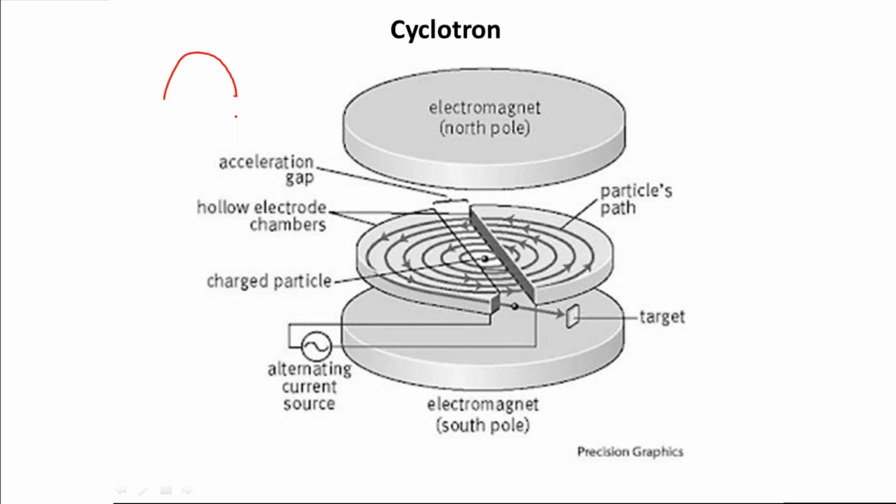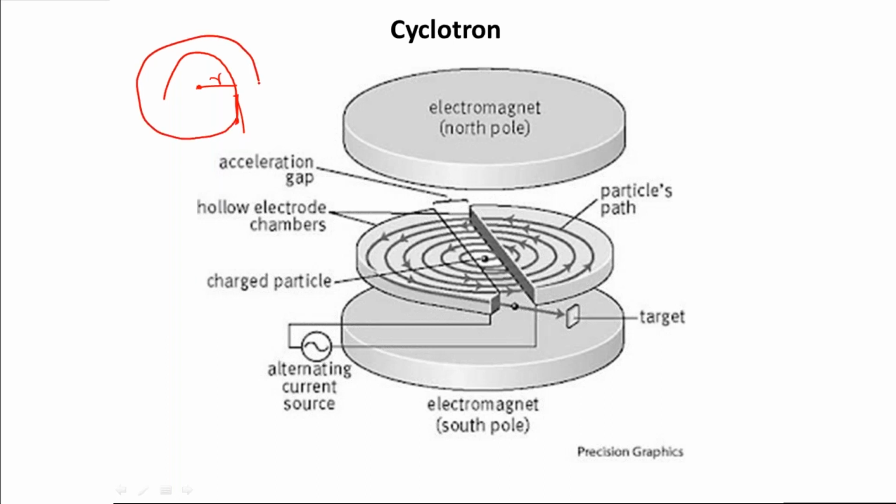It is gaining some energy. That means the radius of the charged particle will not remain the same as it was here. Suppose it was R. Now it will not remain the same after just crossing to D2. It will go like this again. So it will be a kind of a spiral.